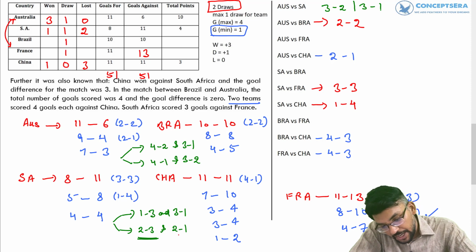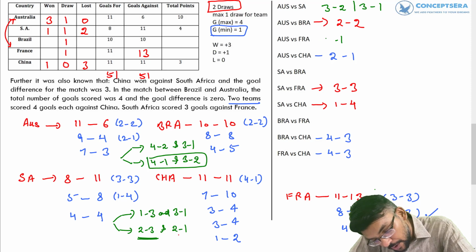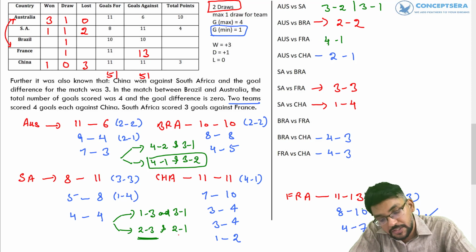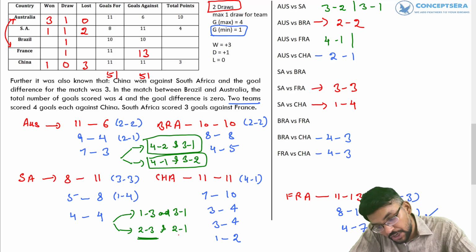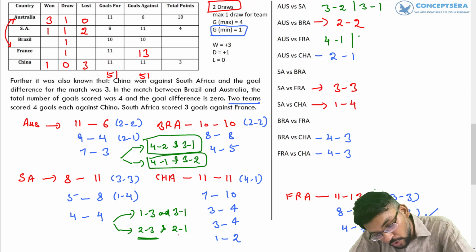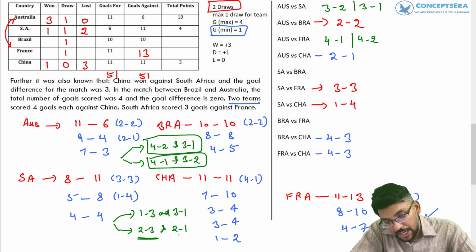Once you fix this, if the 3-2 goal line is happening between South Africa and Australia, then the 4-1 goal line will happen between Australia and France. And when the 3-1 goal line is happening between Australia and South Africa, then the 4-2 goal line will happen between Australia and France, and we are not sure which one is supposed to be correct. But the remaining things will help us to fill this data very easily.